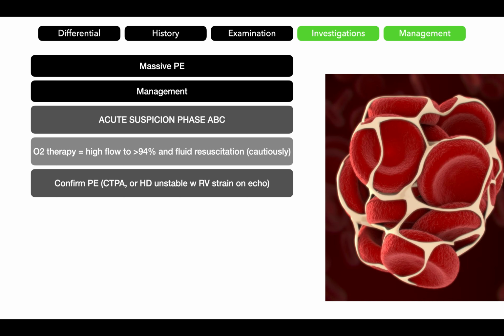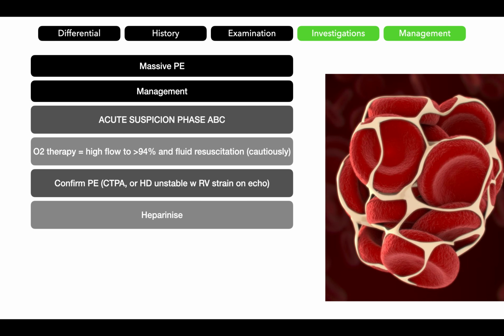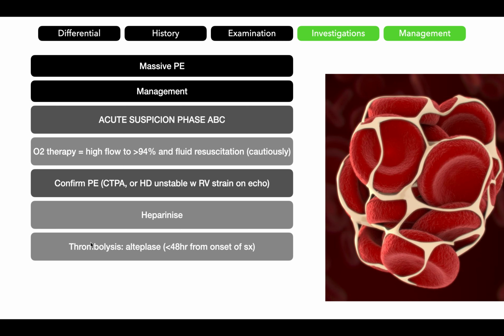If you confirm the PE via CTPA, or if the patient continues to deteriorate after your clinical suspicion and becomes hemodynamically unstable with a right ventricular strain on echo, then you need to heparinize the patient, and you need to thrombolyze the patient.